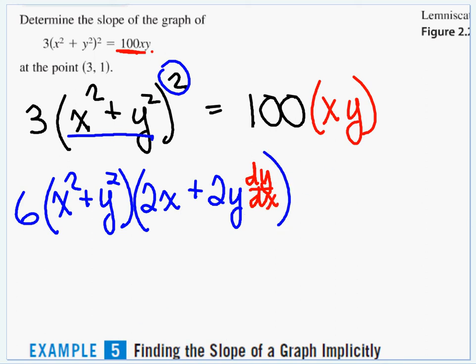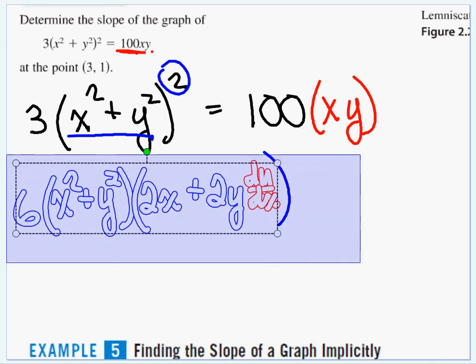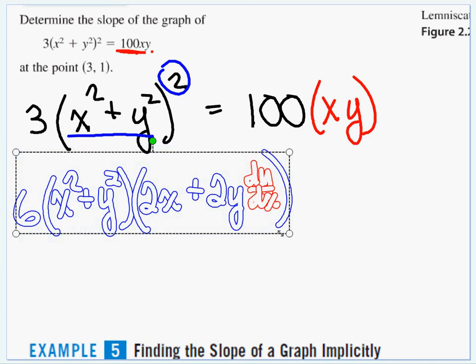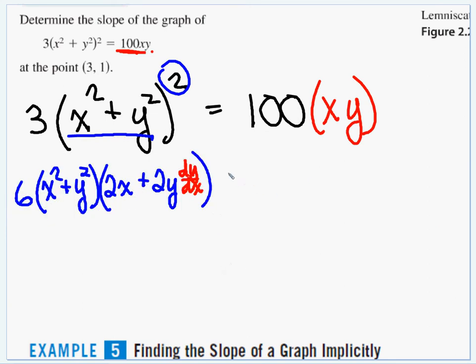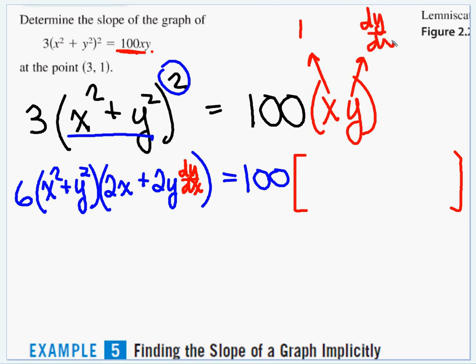So there's the left side, and to save room I'm just going to scrunch this up a little bit. There we go. Now that is equal to, on the other side, we've got the 100. That's a constant multiple we'll save for the end. But we'll put our product rule derivative in here. The derivative of x, that's just a 1. The derivative of y is going to be a dy dx.